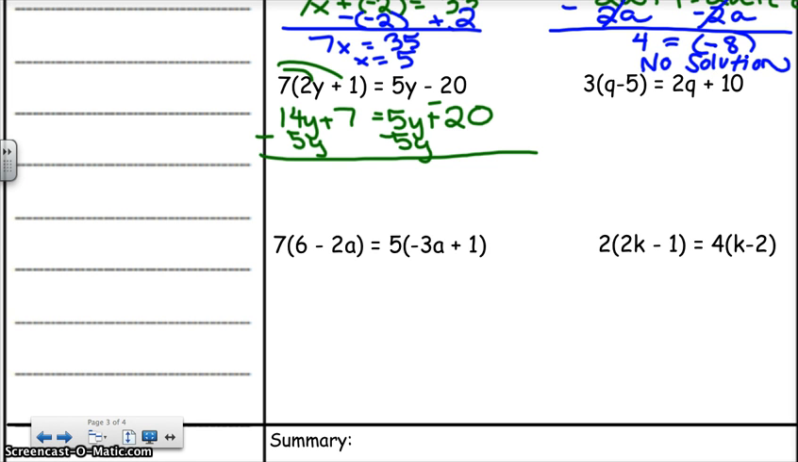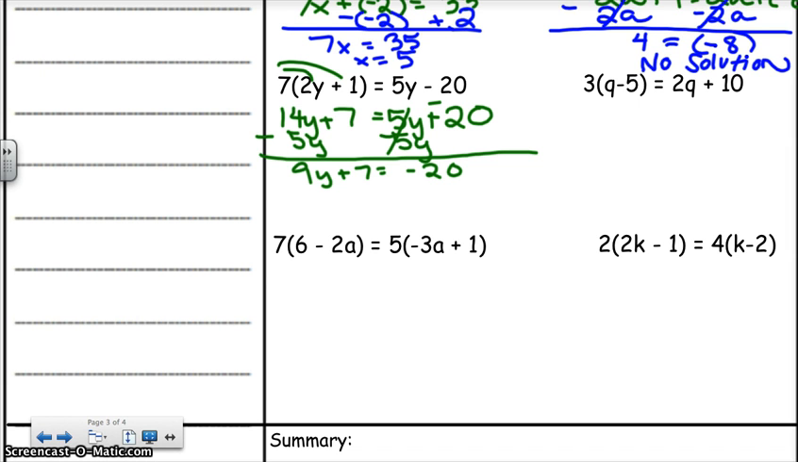14y, take away 5y, I'm at 9y, plus 7 equals a negative 20. Okay? 14 minus 5 is 9y. The plus 7 comes down because it didn't get canceled out. Equals comes down. 5y, take 5y away, I have nothing left on this side. And then the negative 20 just comes down.